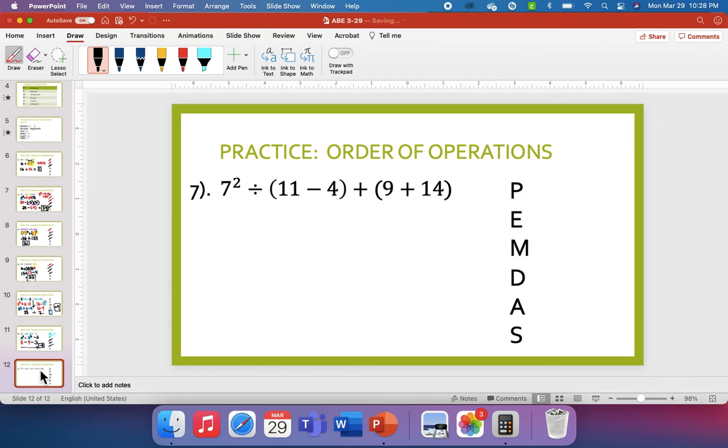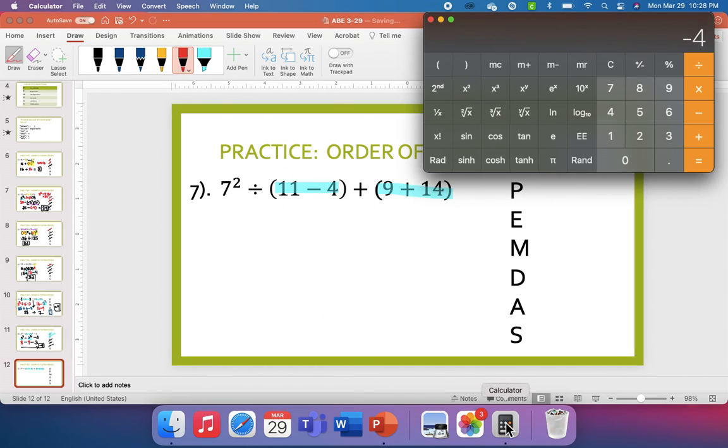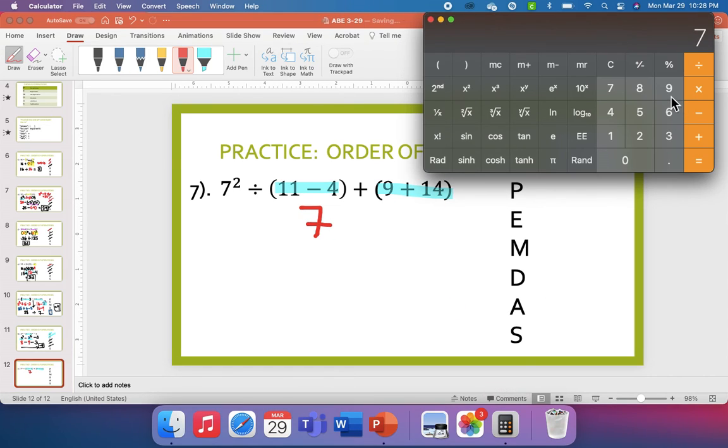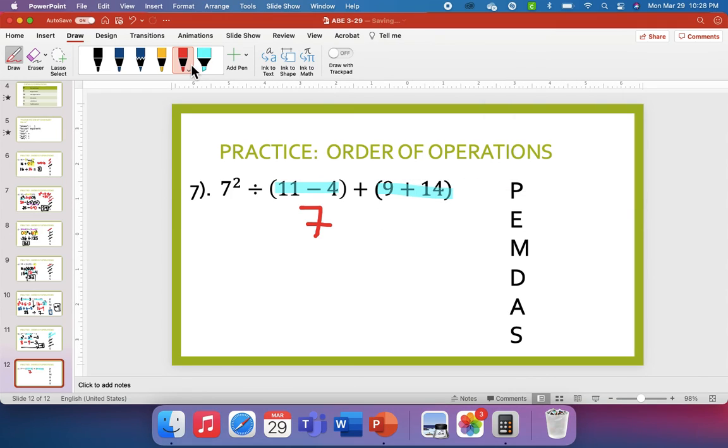Okay, all right, let's go ahead and look at this last problem. Okay, again, order of operations, PEMDAS, you simplify your parentheses first and then your exponents, and then we look at multiplication and division, and then it's addition and subtraction. Okay, I have 2 parentheses that I need to simplify. I need to simplify what 11 minus 4 is. Okay, 11 minus 4 is 7. And then I also need to simplify what 9 plus 14 is. 9 plus 14 is going to equal 23.